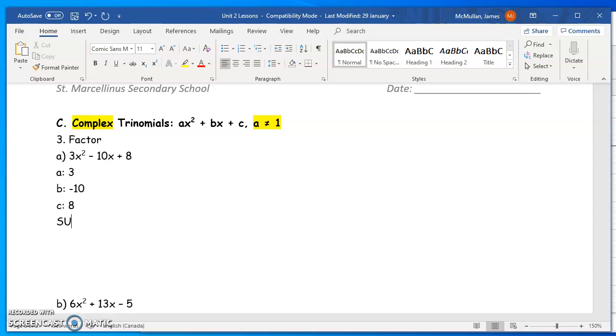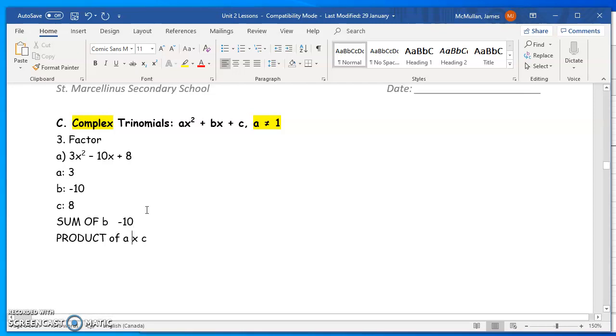What we are looking for now is a sum of B, but a product of A times C. Okay, so in the old ones we were looking for just multiplied to C. Now we're looking for multiplied to A times C. So in this case we want a sum that adds up to negative 10, and we want a product that multiplies to 24, which would be the 8 times the 3. Now the two numbers I'm looking for here are negative 6 and negative 4, because negative 6 and negative 4 add up to negative 10, and they multiply to make 24.